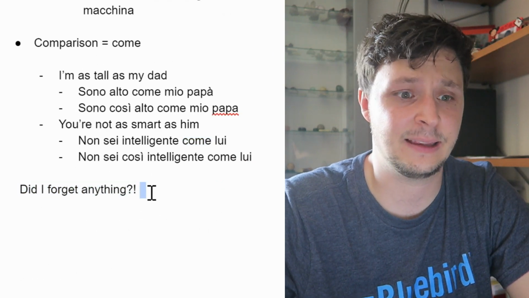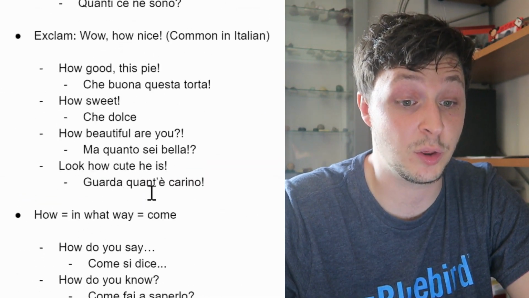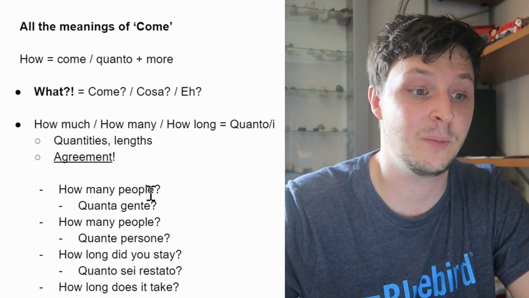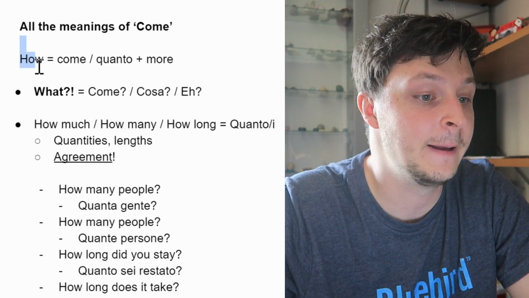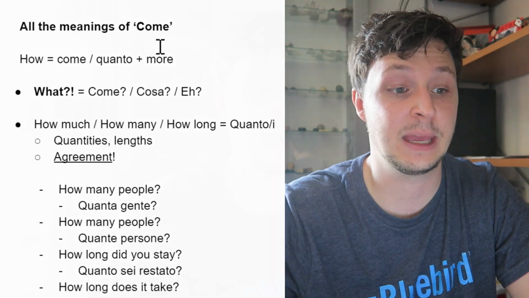So that's it, unless I'm forgetting something. But we already did 1, 2, 3, 4, 5, 6 different meanings of come, quanto, how. So I hope you guys learned something.